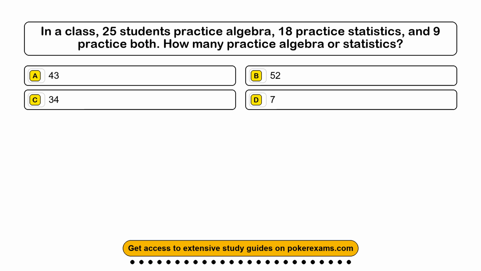Question 24. In a class, 25 students practice algebra, 18 practice statistics, and 9 practice both. How many practice algebra or statistics? Option A 43. Option B 52. Option C 34. Option D 7.